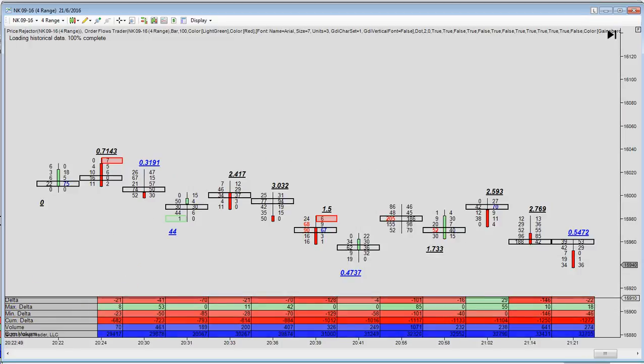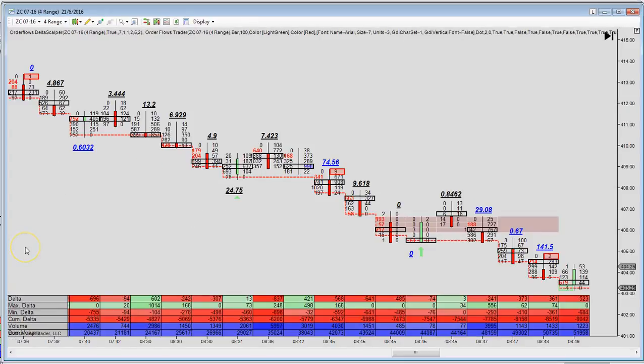So, I'll show you the corn. Corn had some nice moves in it today. Corn is normally a boring market to trade, but it's a commodity market, and commodities follow supply and demand very well because it's a product that people are buying. The big commercials will take delivery or make delivery, so it's not something that's cash settled that you could just do some simple bookkeeping at the end of the month.